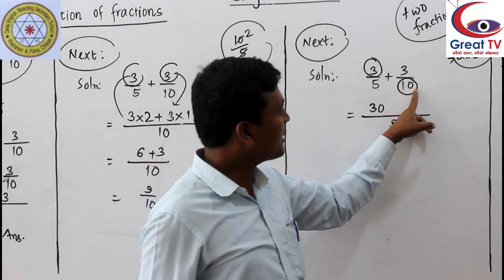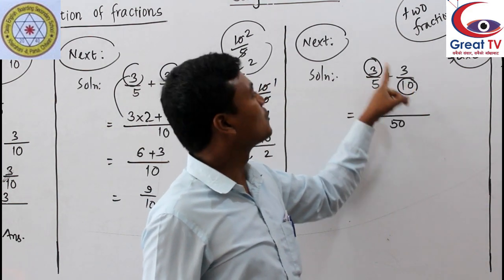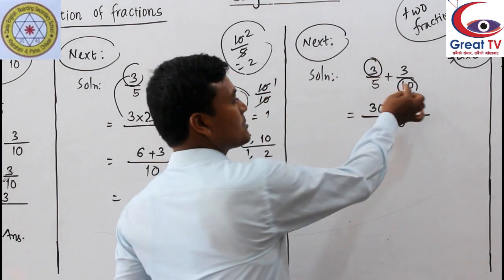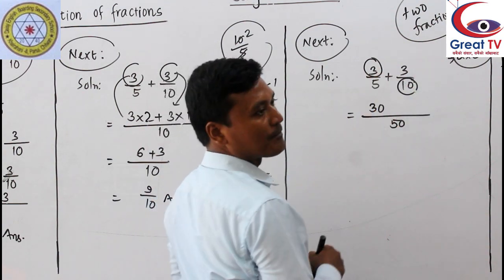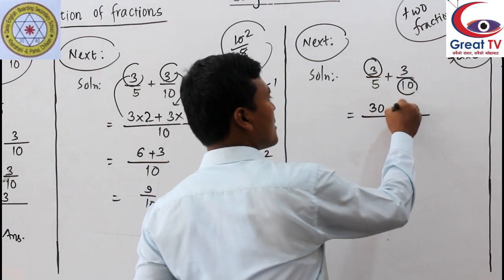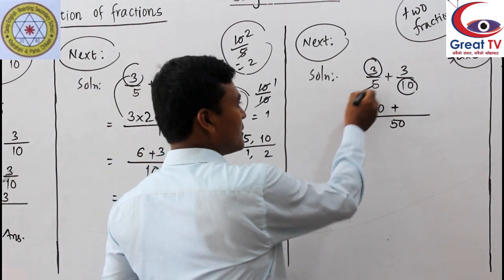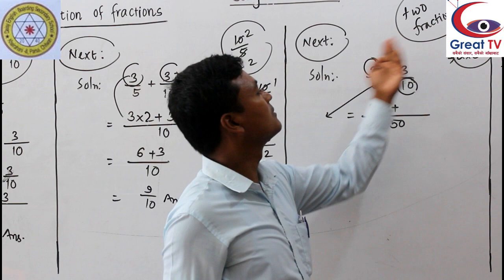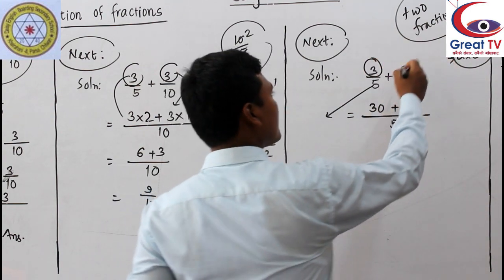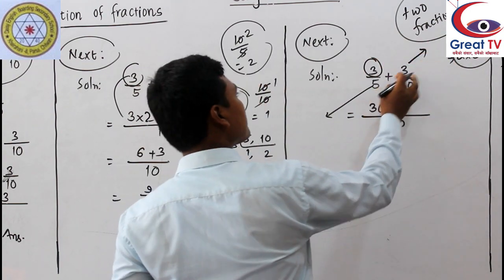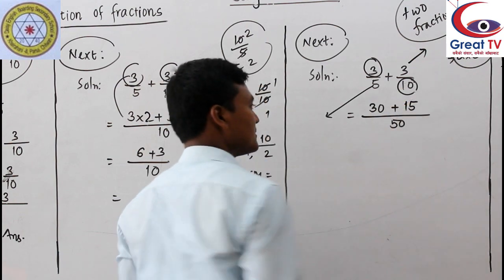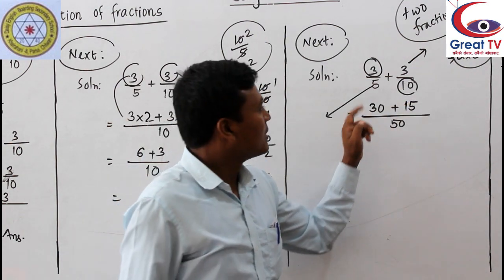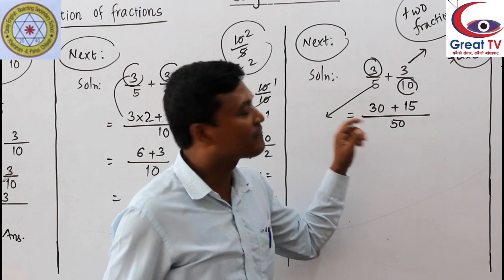First do multiply right denominator with left numerator. 10 3s are 30. Then what is the sign over here? Plus. Then do multiply left denominator with right numerator. That is 5 and 3. 5 3s are 15. Please, my dear students, this method is very simple if you do understand.